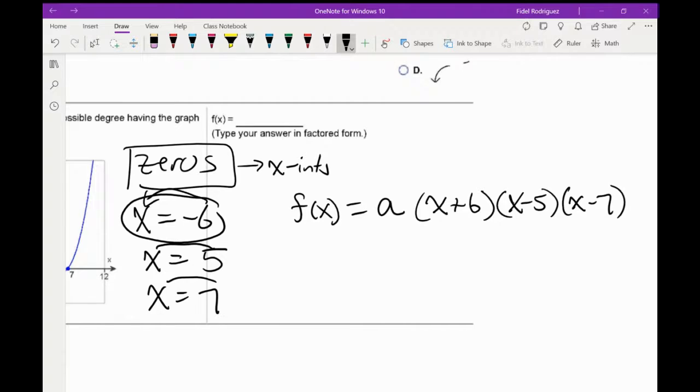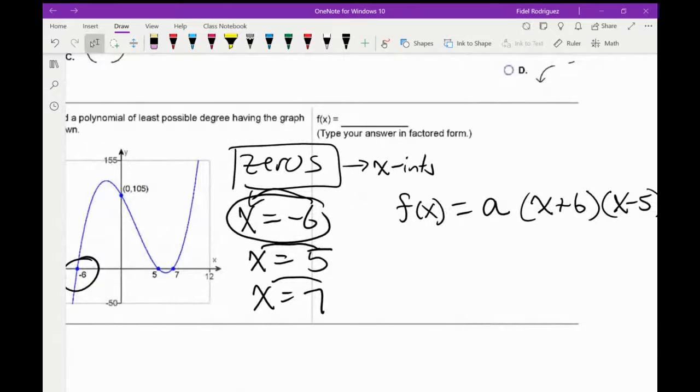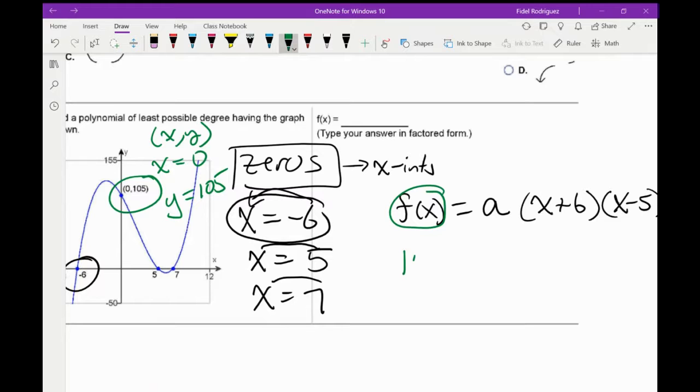All right, now that we've done that, guys, remember what Jessica said before, that the f of x is the same thing as the y. So when I look at this point here, that point is written in the form x and y. So that's telling me that x is 0, and that's telling me that y is 105. So since f of x is the same thing as y, I'm going to put 105 right here.